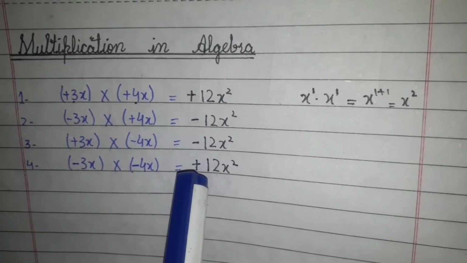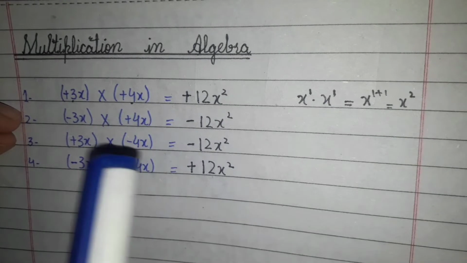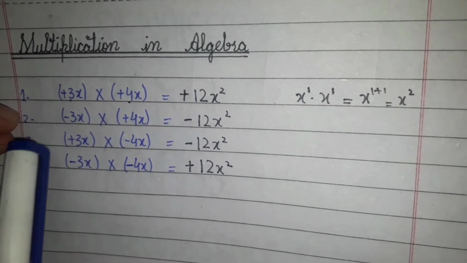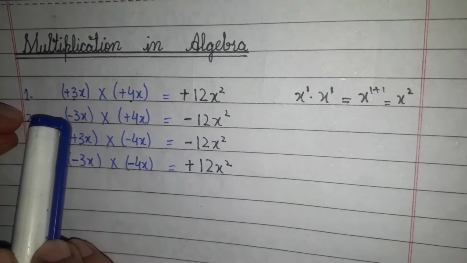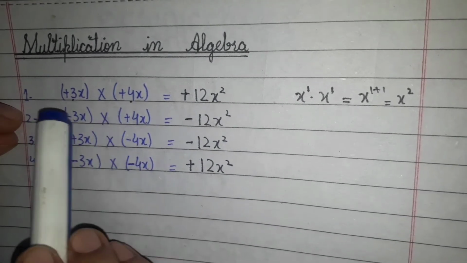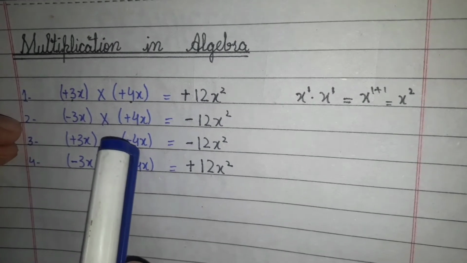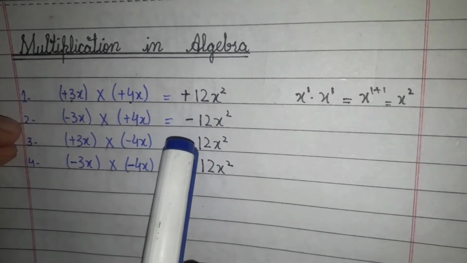But in these two cases we have noted that when we have two terms with opposite signs, it means one term has a negative sign and the second term has the plus sign, two opposite signs. In the third case we also have the opposite sign, plus, minus. Then we must write the negative sign in the answer.